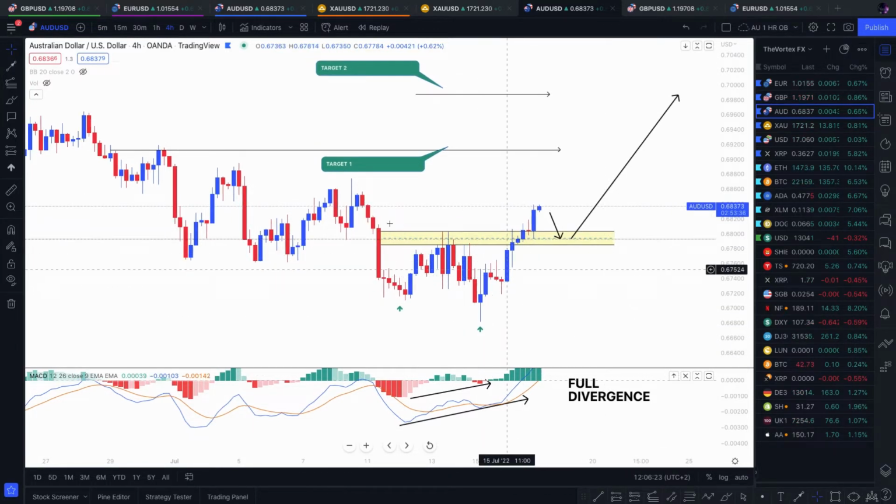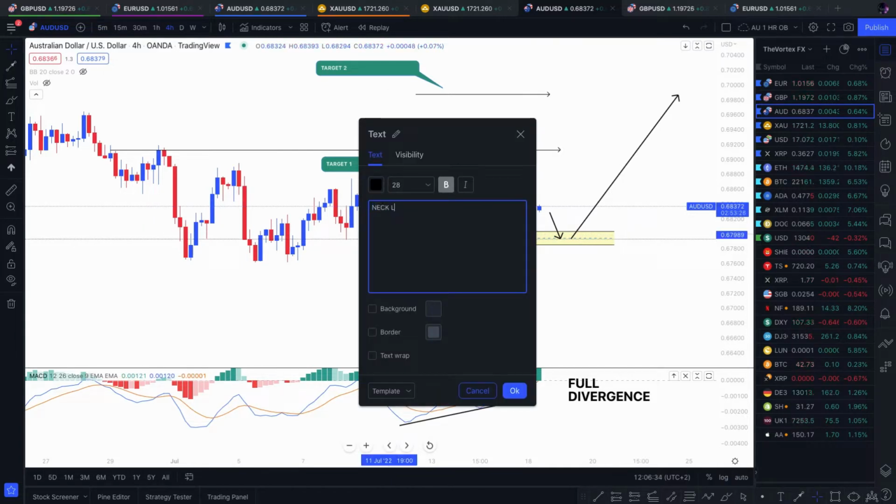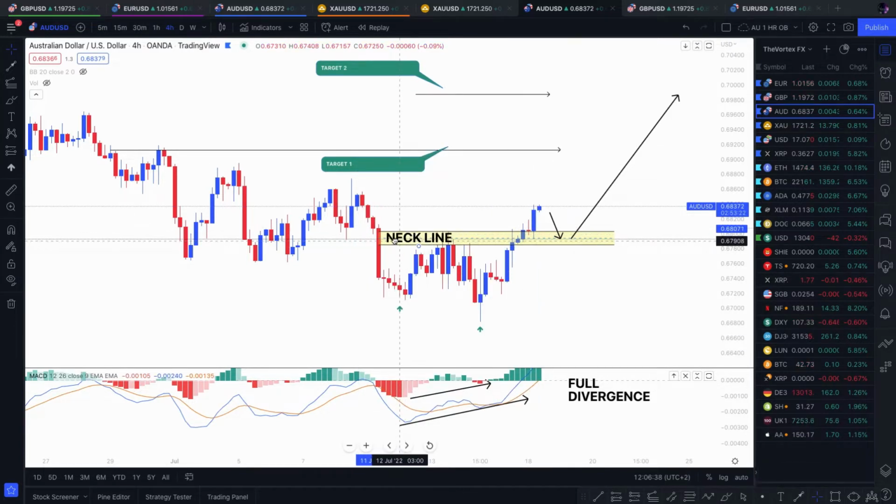You can see this yellow zone right here is our neckline. Let's type that in, so it's easier to see it written out. Neckline. There we go. Let's put that right there. Okay. And what I've been waiting for, now that we've seen this break and close above this neckline, is a retrace back into it.